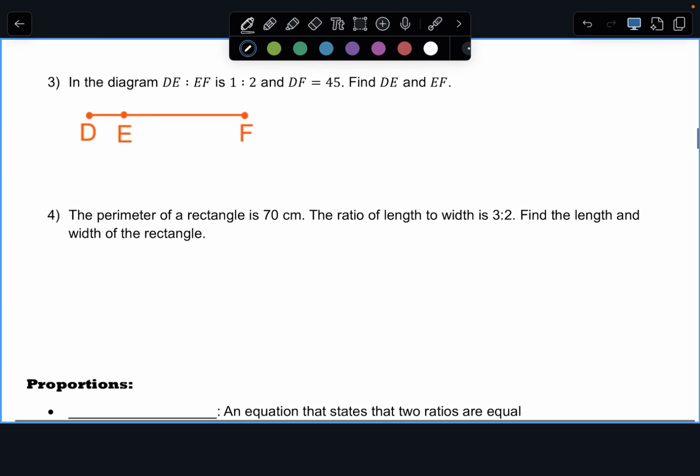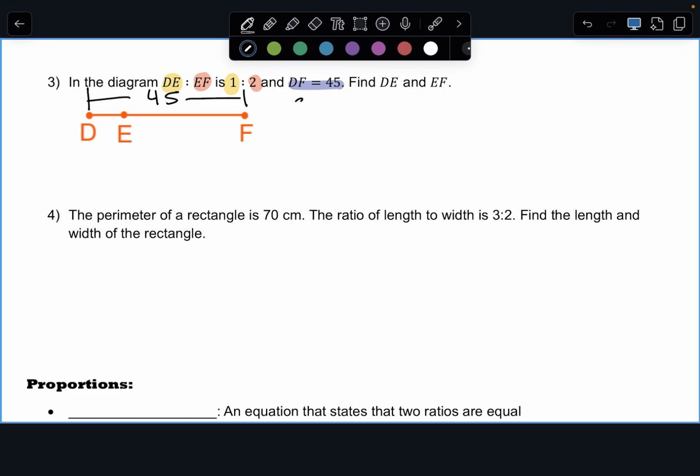Go to the next page. We're going to start adding a little bit of geometry to it. Okay, focus. This one says in the diagram, the ratio from DE to EF is 1 to 2, meaning EF is how many times DE? 2 times DE. Okay. And it also tells us that the entire segment DF is 45. I'm going to start labeling. This whole thing is 45.